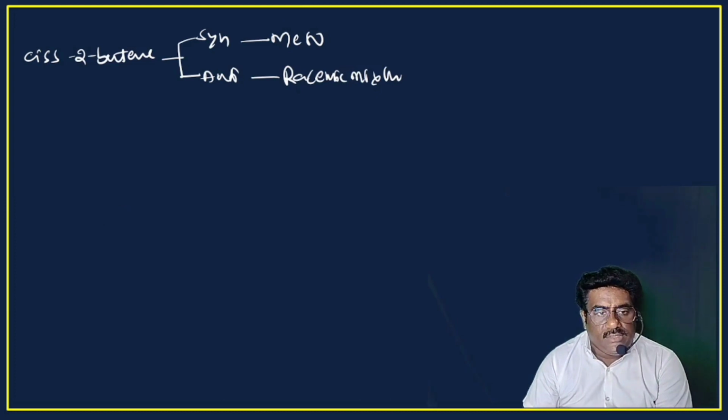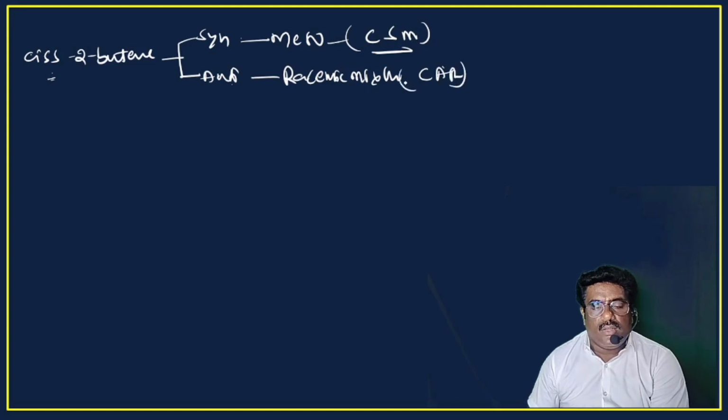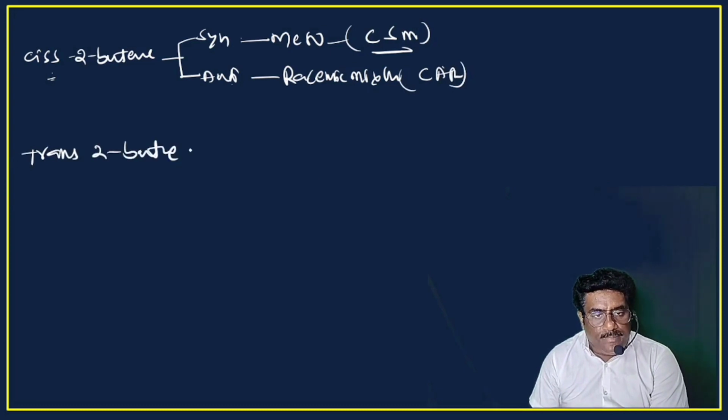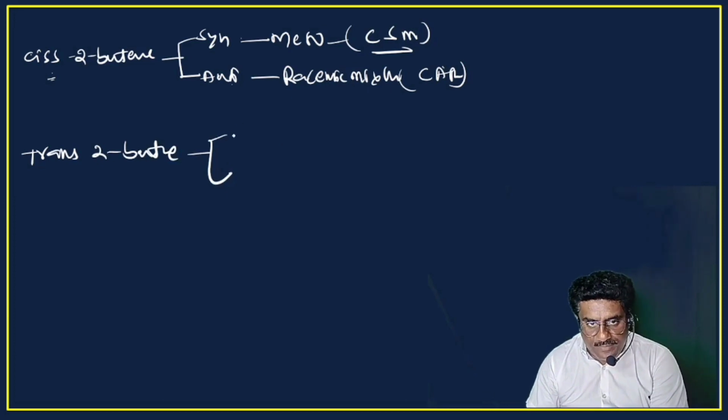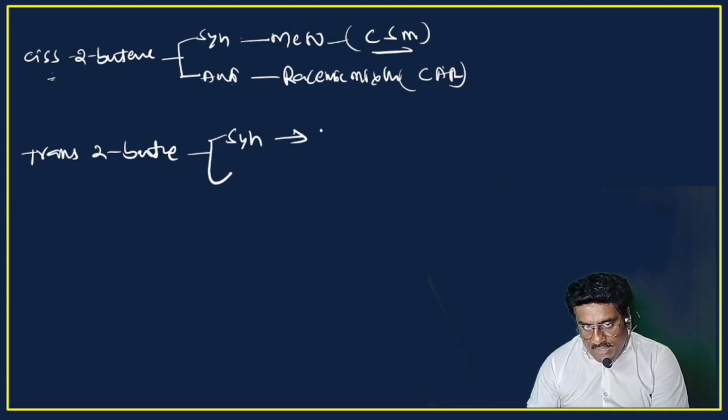Yes, cis CSM, the short abbreviation: cis-2-butene syn addition forms a meso product. Cis-2-butene anti-addition gives racemic, CAR. CSM, CAR. If trans-2-butene, if syn addition is possible, trans-2-butene forms what? It forms a racemic mixture.